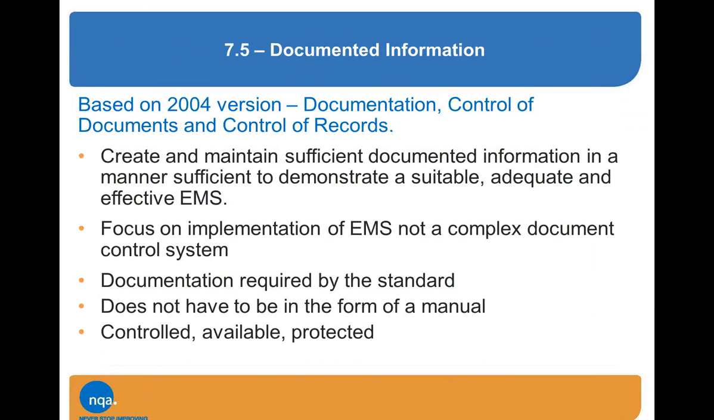Documented information, based on the 2004 version of the standard, it basically talks about making sure that you've got the right documentation in the right place at the right issue at the right time. However, a key difference is that the standard now requires you to only have documentation in a manner sufficient to demonstrate that you have a suitable, adequate and effective environmental management system.